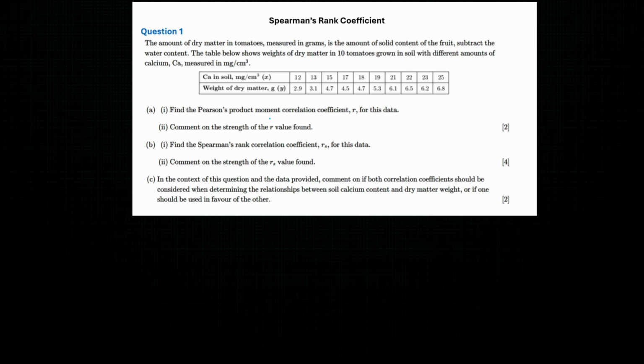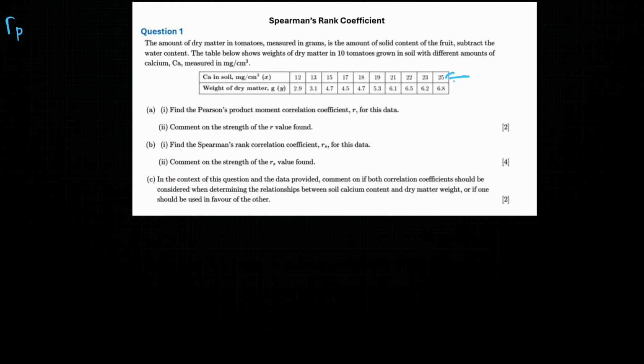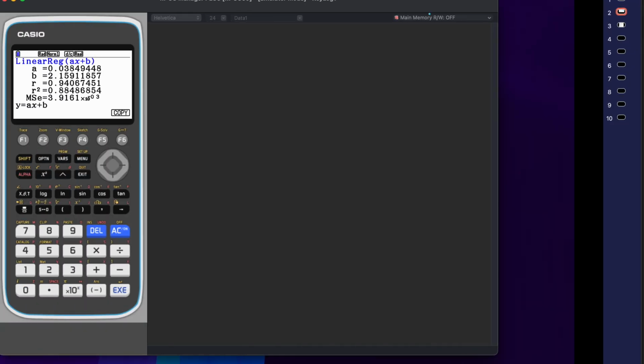First of all, we're going to calculate the Pearson's coefficient. I chose this question because you need to calculate both and compare, so it's useful to understand the difference between the two. Now remember, we label it as RP. Let's find the value first. So we're going to get our calculator and input these values into our GDC. Remember, this is going to be in the X list, and this is going to be in the Y list.